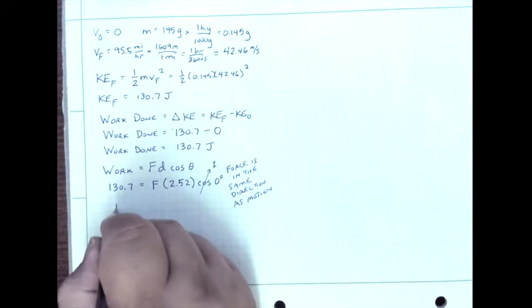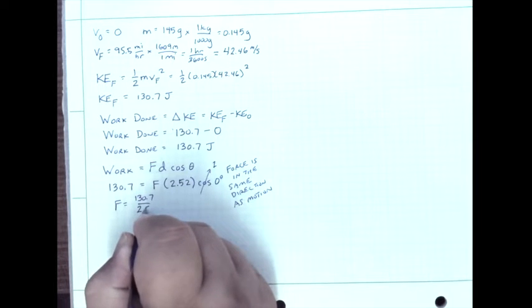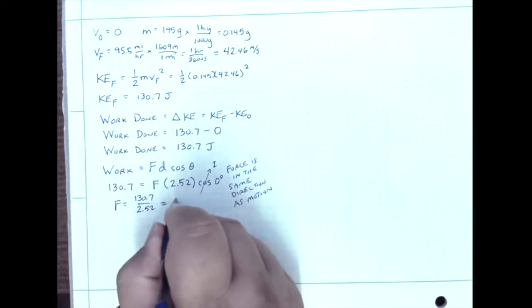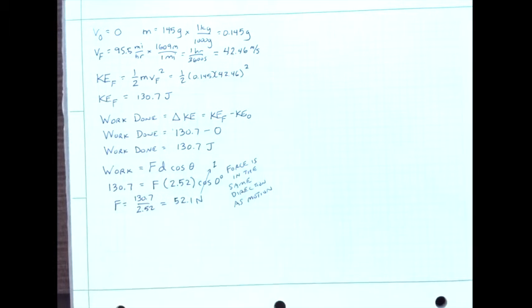And so we're left to solve this problem: the force is equal to 130.7 divided by 2.52, and that is 52.1 newtons to 3 significant figures. So we would report that the force the pitcher applies is 52.1 newtons. Now this is, of course, assuming that the force is constant. It's very likely the force is not constant. The pitcher is likely applying more force at the end of the pitch than at the beginning. But if we assume the force is constant, this is how much force would be exerted.